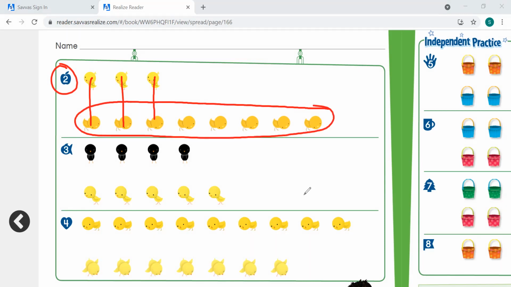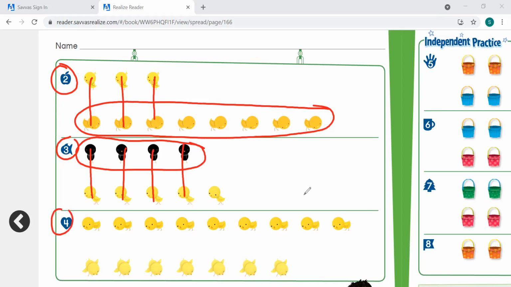All right, we're going to do the same thing for number 3. So for number 3, we are going to draw a line again from each chick in the top group to a chick in the bottom group. But this time we're going to draw a circle around the group that is less in number than the other group. So we're going to compare the two groups. So which group is less in number? The top group is less than the bottom yellow group.